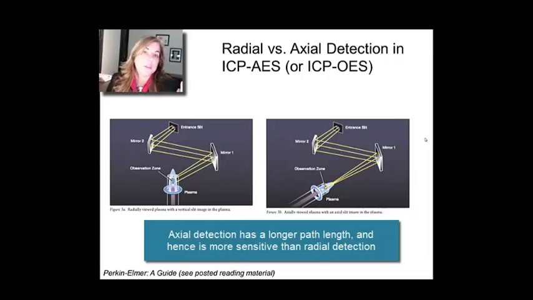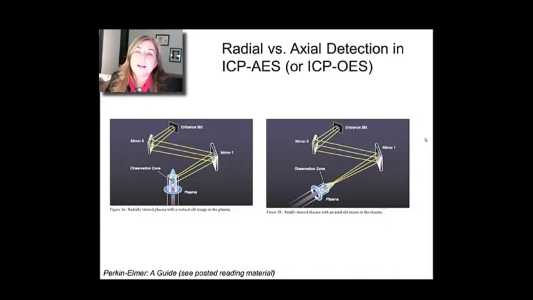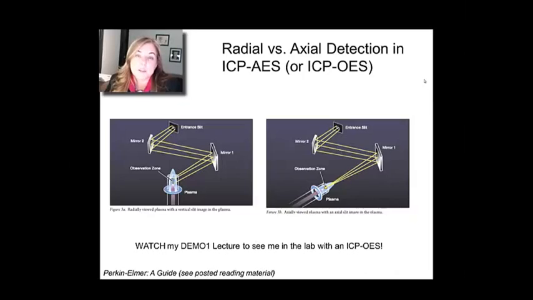So the radial versus axial detection is going to control how low you can go in the detection of elements. And so that becomes one of the instrument choices that you have to make. It's also more expensive, but of course it comes with this capability of measuring to lower detection limits. So I encourage you to watch my demo lecture where I show you an ICP AES that my own lab group uses quite a bit in its research, and hopefully it'll be fun to see what the instruments look like.